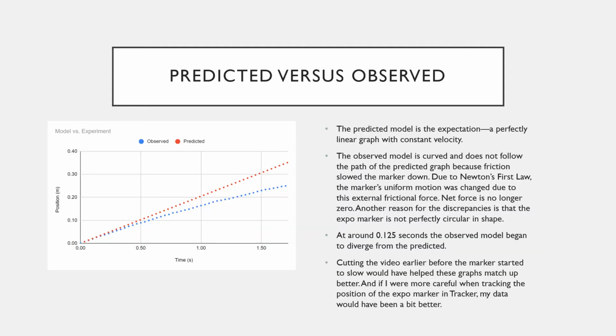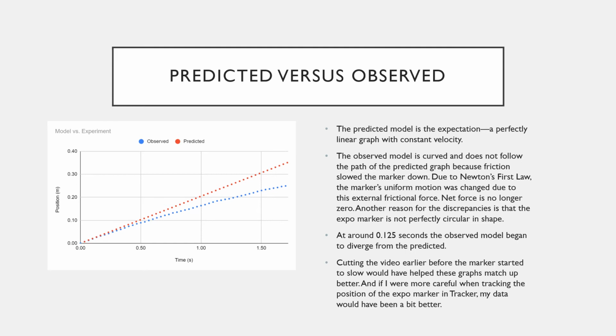So here are the predicted versus observed graphs. The predicted model is the expectation. It is a perfectly linear graph with constant velocity. The observed model from Tracker is curved and it does not follow the path of the predicted graph, namely because of friction. Friction slowed the marker down. And as we know, due to Newton's first law, the marker's motion was changed due to this external frictional force. So net force is no longer zero.